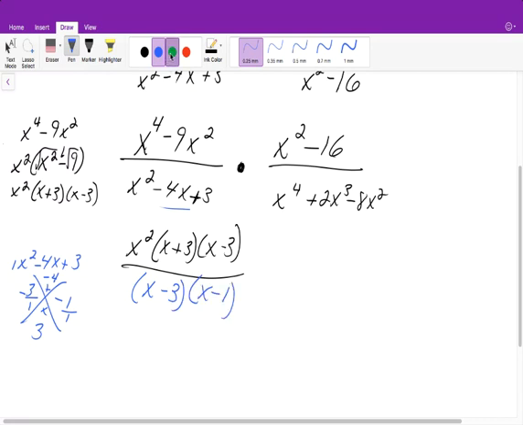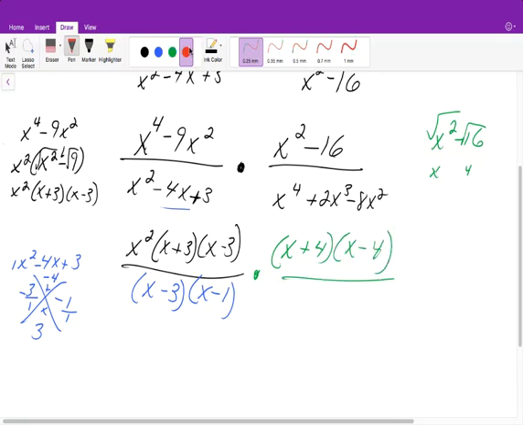All right, then we look to factor out this x squared minus 16. It's the difference of 2 squares because the square root of x squared is x, and the square root of 16 is 4. So it factors out to x plus 4 times x minus 4.